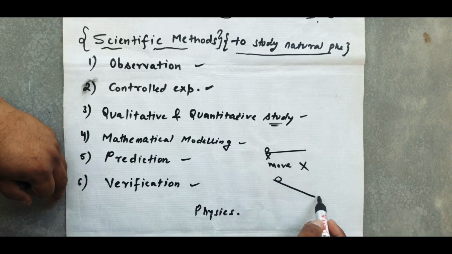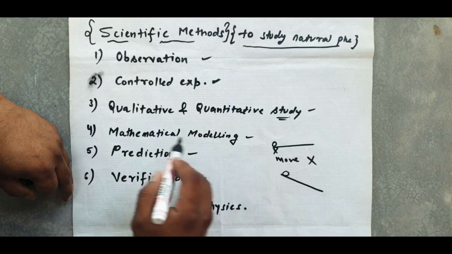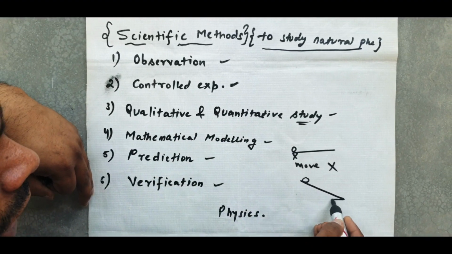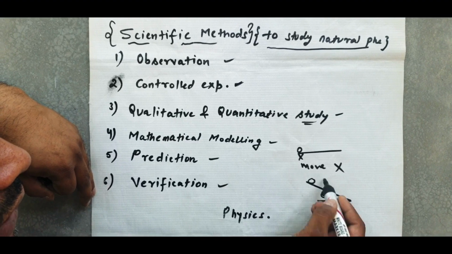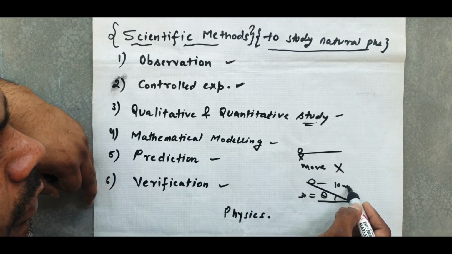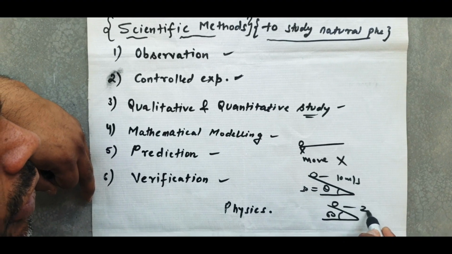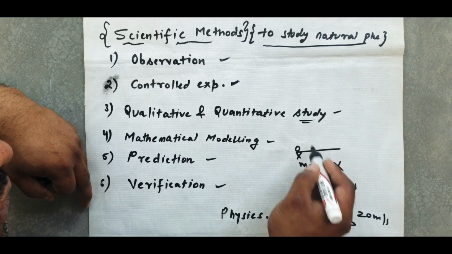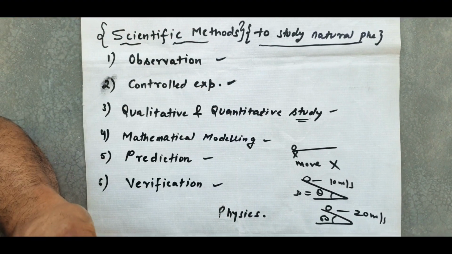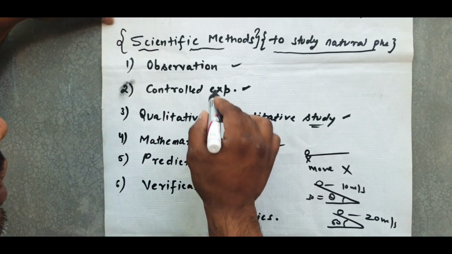So first is observation that the water is falling, second is that by the experiment we know that it moves on slopes, and third is qualitative. The moving of water is known as qualitative. But the quantitative is that if the angle theta is increased, suppose this is 30 degrees, the speed is 10 meter per second. But if it is increased to 60 degrees, the speed is 20 meter per second. It means if the slope is more, then the fall of the water increases. That is known as quantitative study.